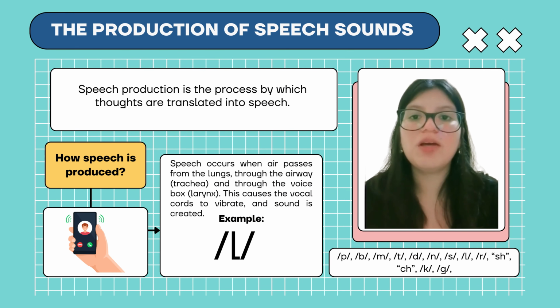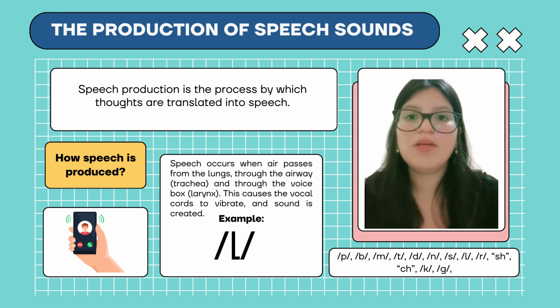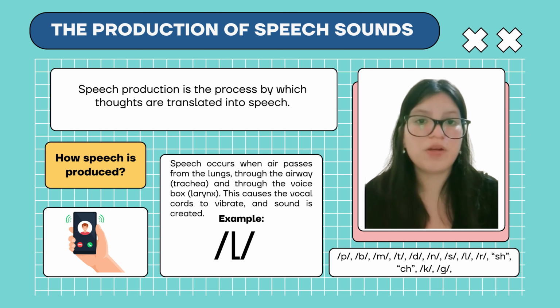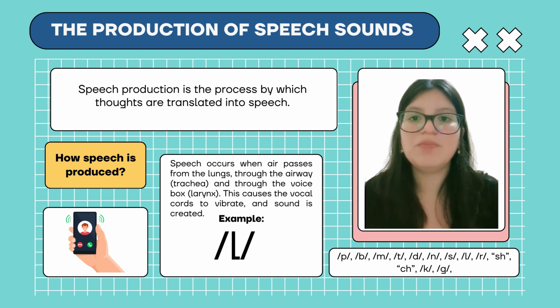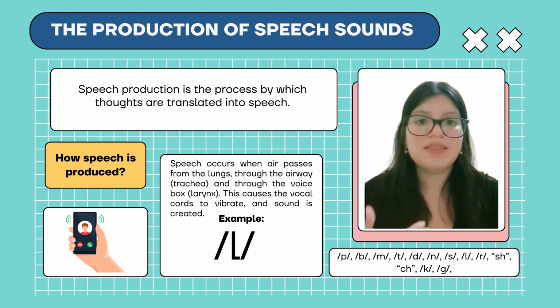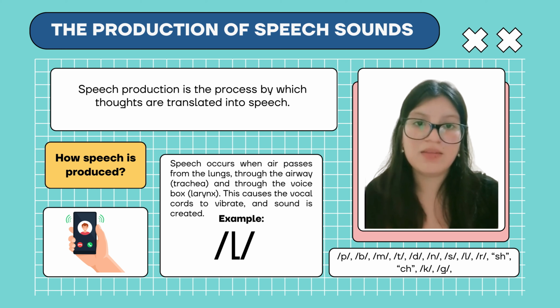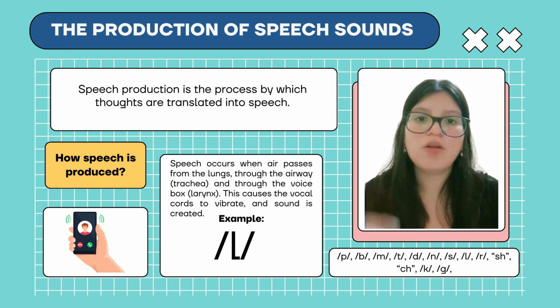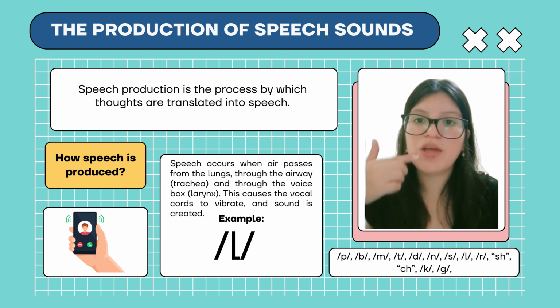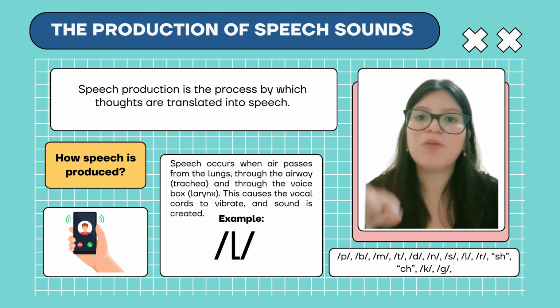The production of speech sounds. Speech sounds are the sounds we use in our languages to make words. Each speech sound is made slightly differently. Examples of speech sounds: p, b, n, t, s, l. For example, for the l sound, you would slowly move your tongue up to the roof of the mouth and then back down again.